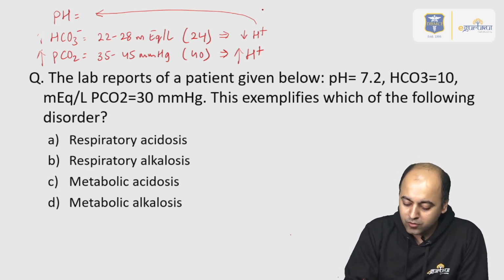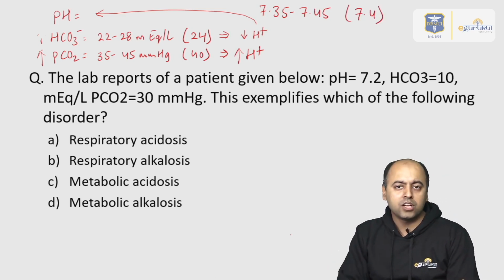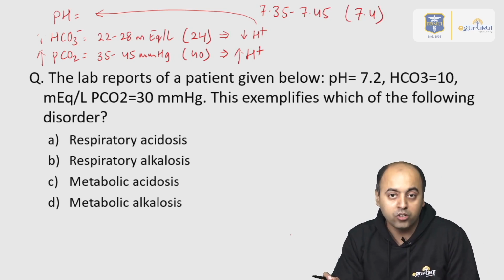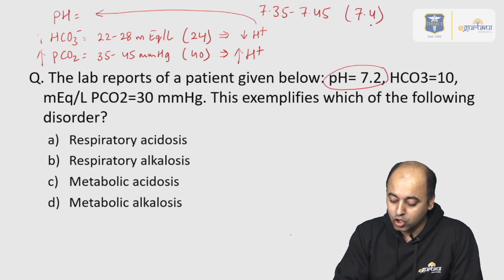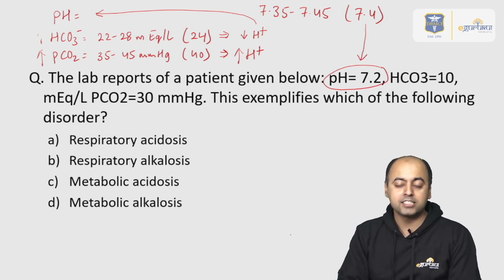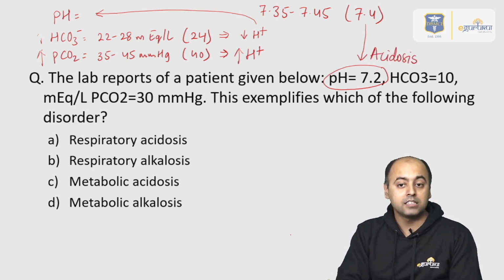Now pH normal value, you again know that it is in the range of 7.35 to 7.45, and we normally say it is 7.4. The mean pH value of the blood would be 7.4. So first you look at pH. Normal value should be 7.4, here we get 7.2. This means we are looking at acidosis. It is acidic in nature, so we are looking at acidosis.